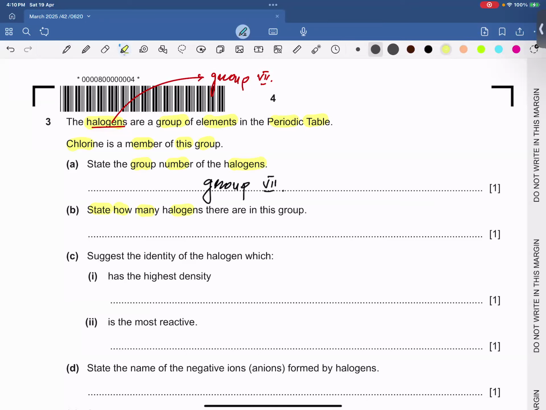State how many halogens there are in this group. So you should remember the entire group. The first one is fluorine, chlorine, bromine, iodine, and then astatine. So how many we have? 1, 2, 3, 4, 5.